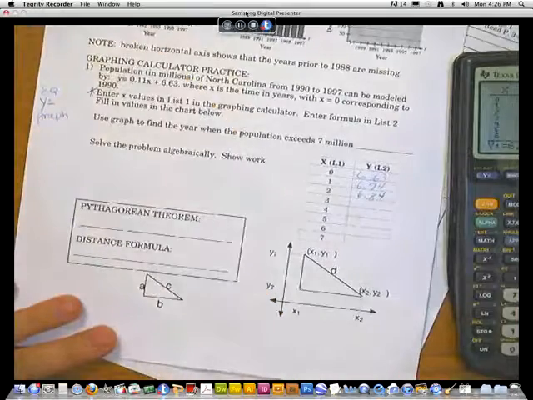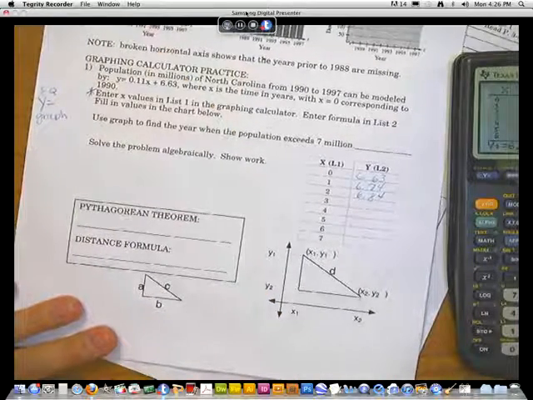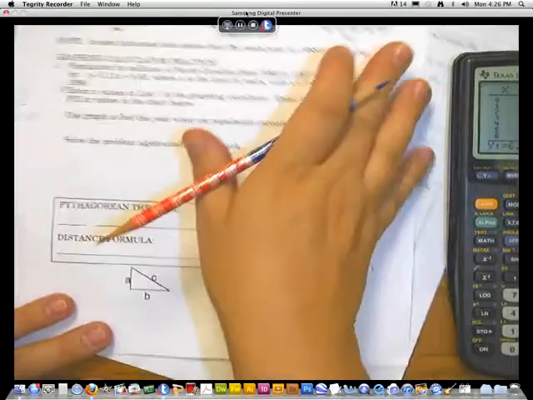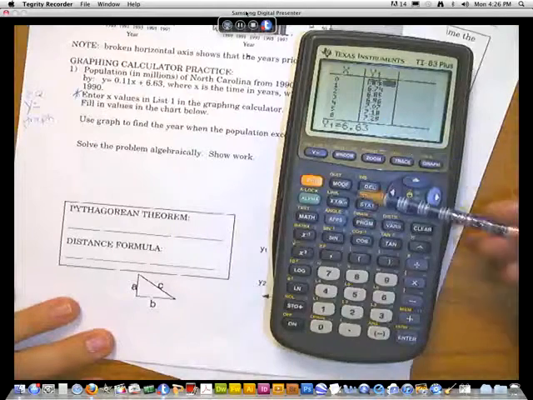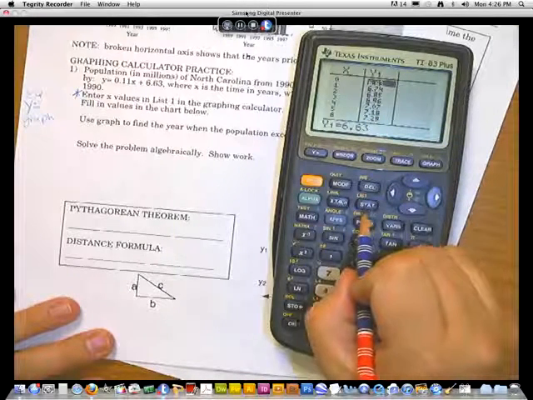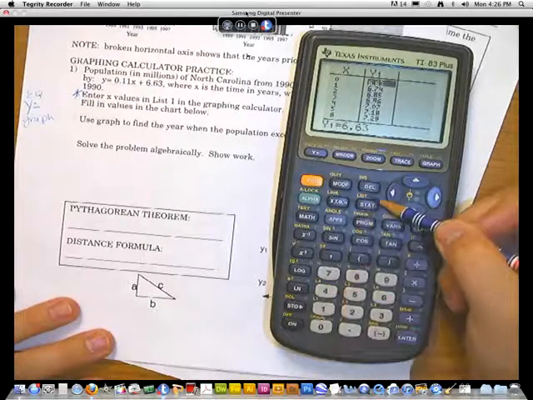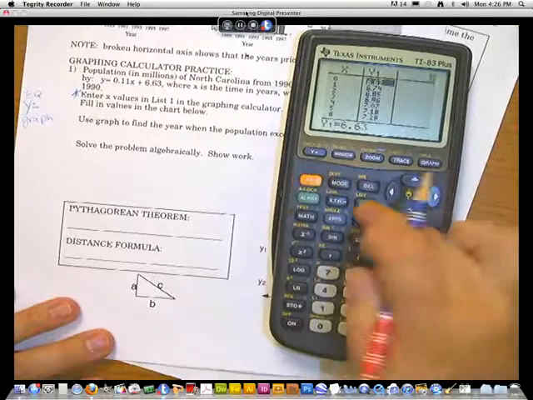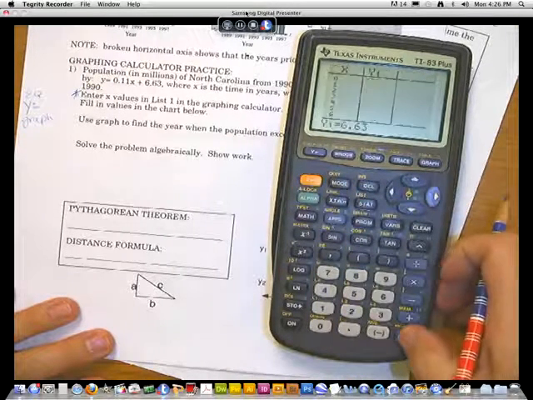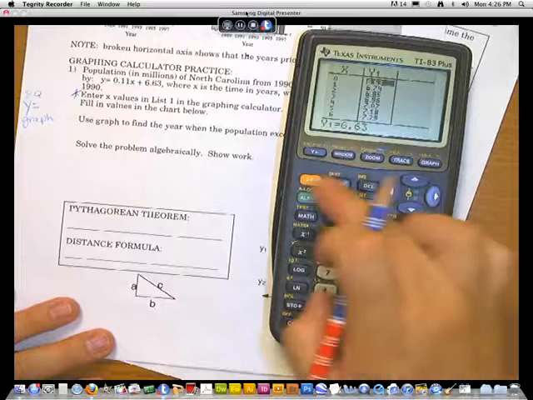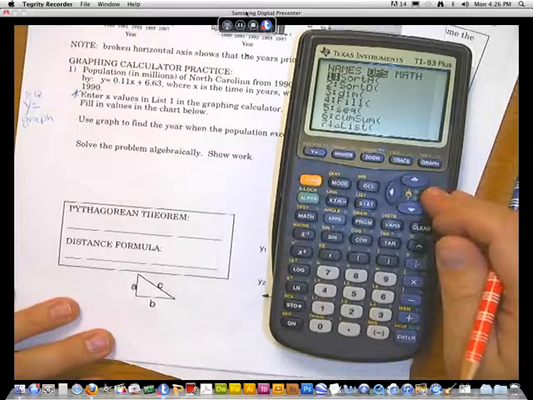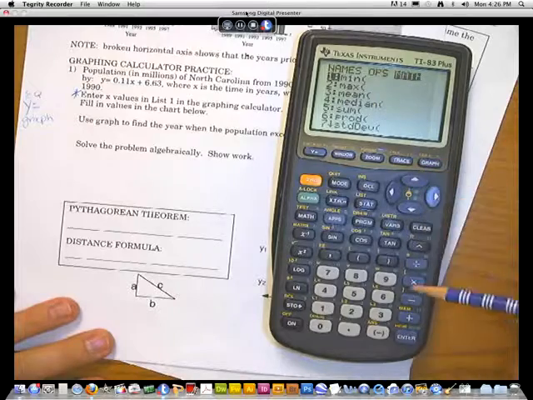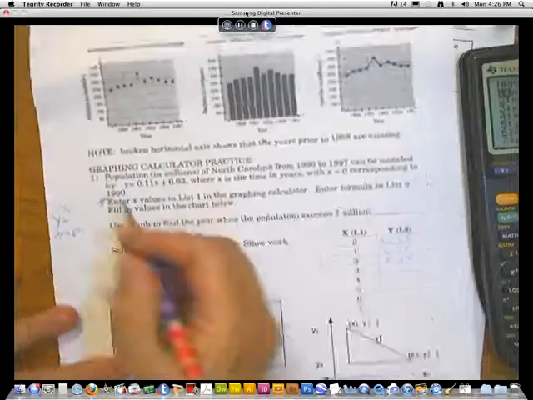Here's our other way. Enter the x values into list 1 in the graphing calculator, and enter the formula into list 2. Under your list, the way we get to that is the stat key; right above it is the word list. So second, list, and that's where all of our information is. We can do some different things with that. We can sort them, we can do math with them, but we actually need to input it.